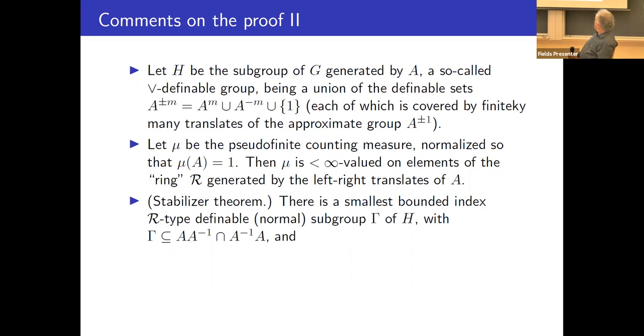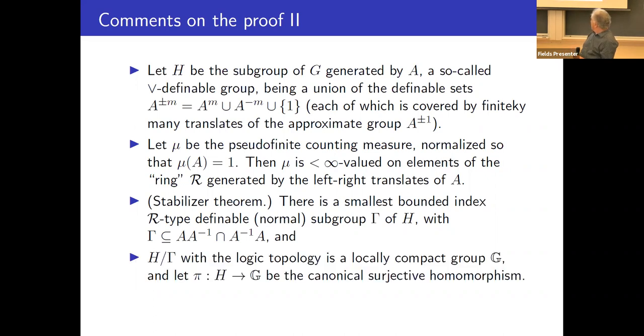First, the stabilizer theorem. There's a smallest bounded index R-type-definable subgroup gamma of H, with gamma contained in the union of A^{-1}A. So it's a type-definable, normal, bounded index subgroup. Although H is V-definable, it lives inside a definable set. And H mod gamma with logic topology is a locally compact group.